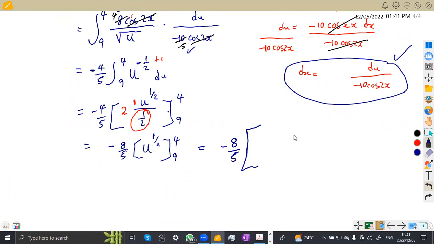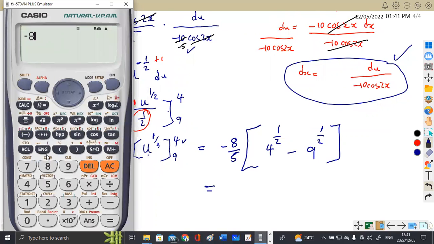All right, so if we substitute the upper limit, which is 4, it's 4 to the exponent of a half, minus the lower limit, which is 9, which is 9 to the exponent of a half. So this is what you're going to have. You can simplify this directly on your calculator, or you can simplify stage by stage. I don't know which is best for you, but here I'm just going to simplify everything directly.